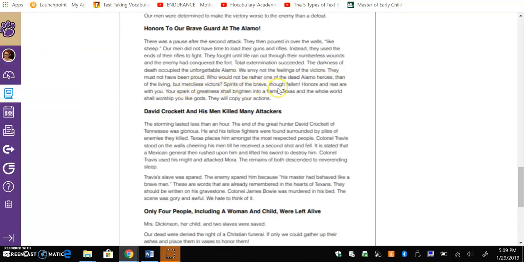Spirit of the brave, though fallen, honors and rest are with you. Your spark of greatness shall brighten into a flame. Texas and the whole world shall worship you like gods. They will copy your actions.